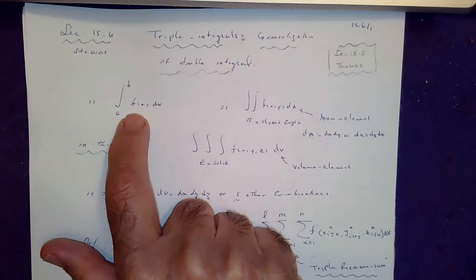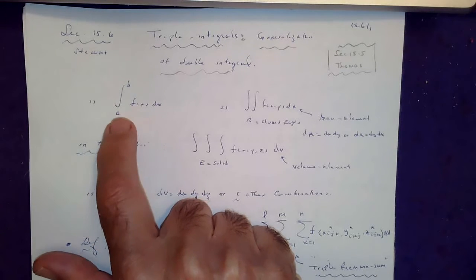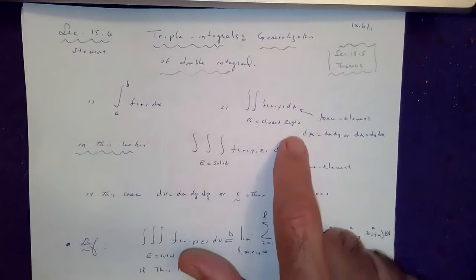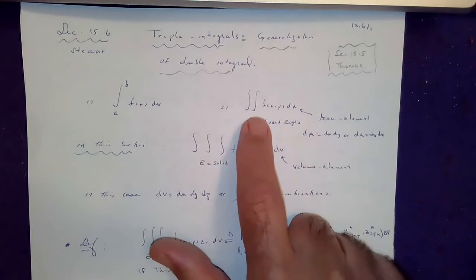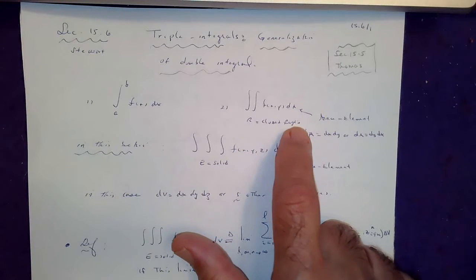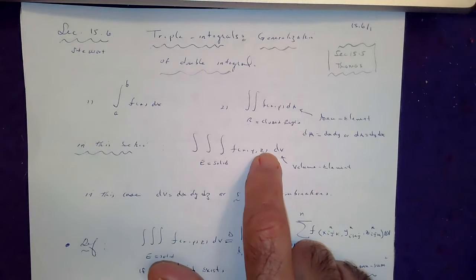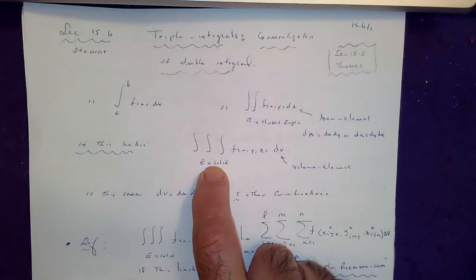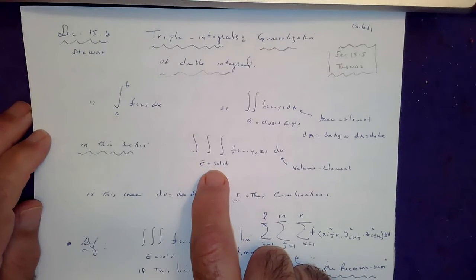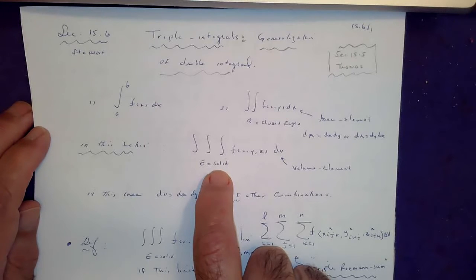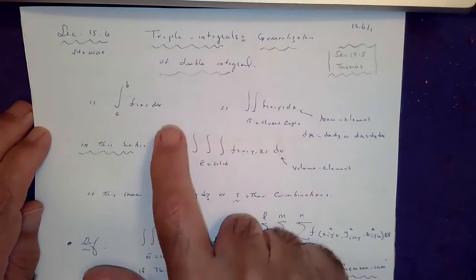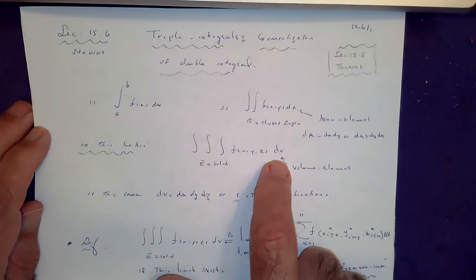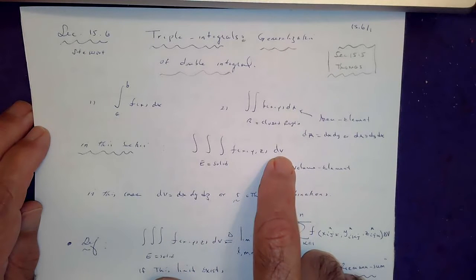Remember, single variable functions are performed over a closed interval. Double integrals are performed over a closed region. Triple integrals are performed over a bounded continuous solid. So instead of dA, now we have a volume element, dV.